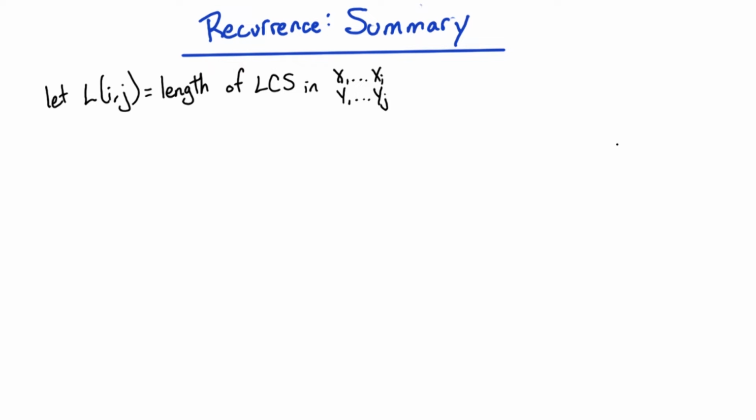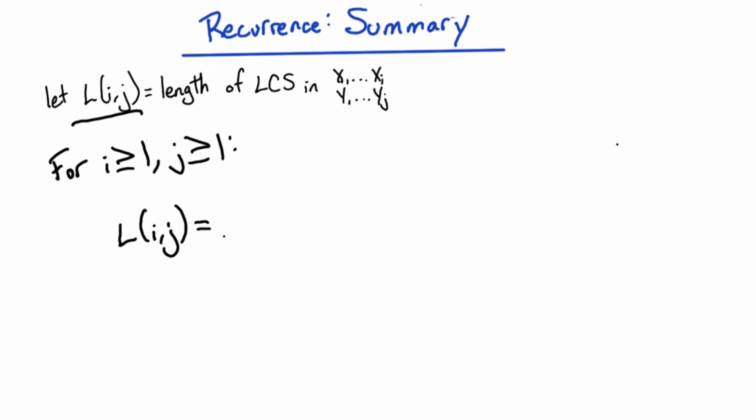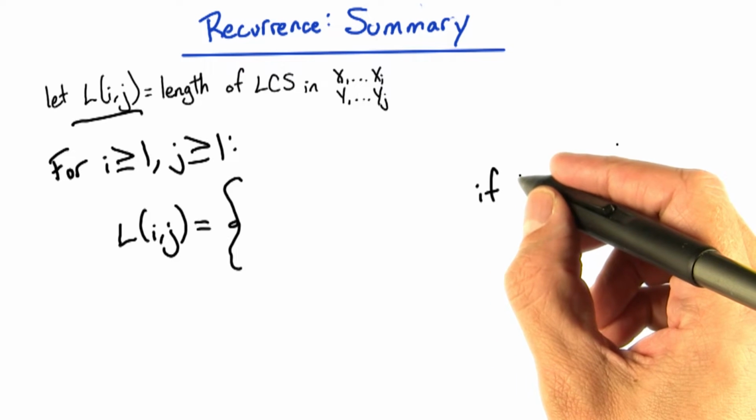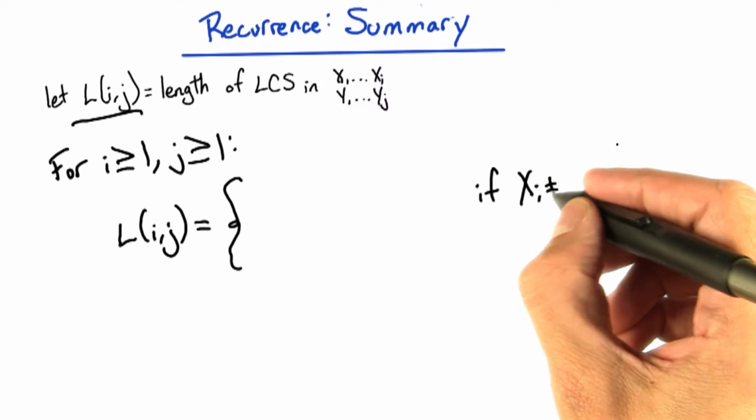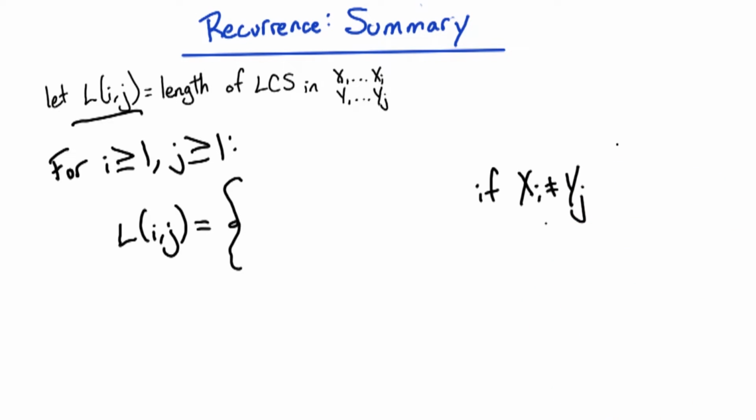Let's recap the recurrence that the L of ij satisfies. Now we're looking at the case where the two strings are non-empty. So i is at least 1 and j is at least 1. Now we had two cases here. We had the case xi is not equal to yj, the last characters are different. And we had the case where the last characters are the same.